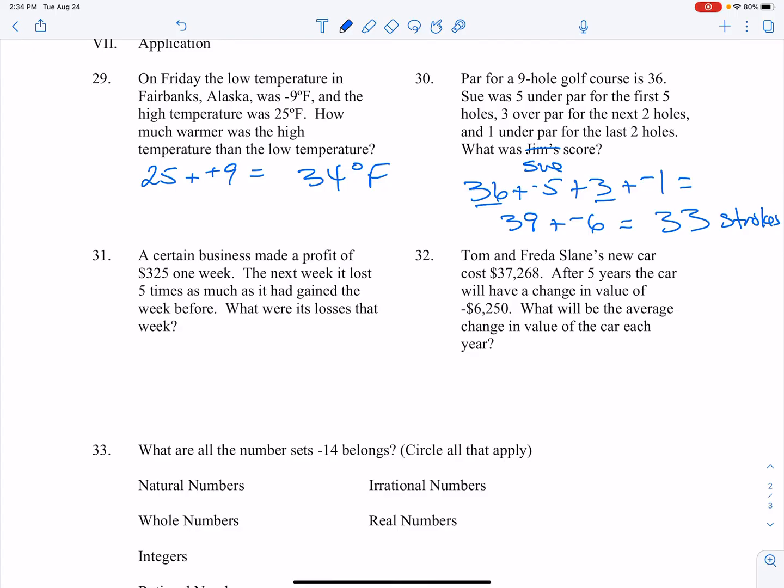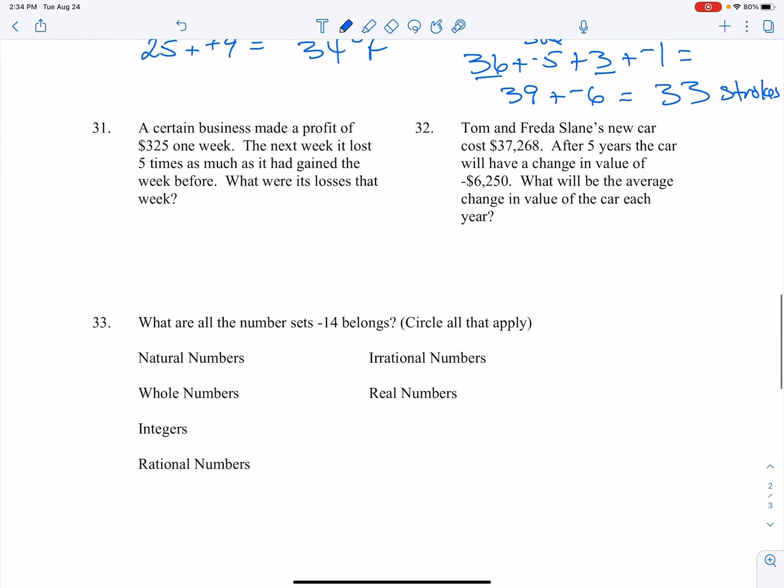Okay. Number 31, a certain business made a profit of $325 one week. The next week it lost 5 times as much as it gained the week before. What were its losses that week? So in this one, we're going to take the 325, and this time it's a loss instead of a gain, and we did it 5 times as much. So we're now just going to multiply those together. So 5 times 5 is 25, 5 times 2 is 10, 11, 12, 5 times 3 is 15, plus 1 is 16. So it's going to be a loss of $1,625.